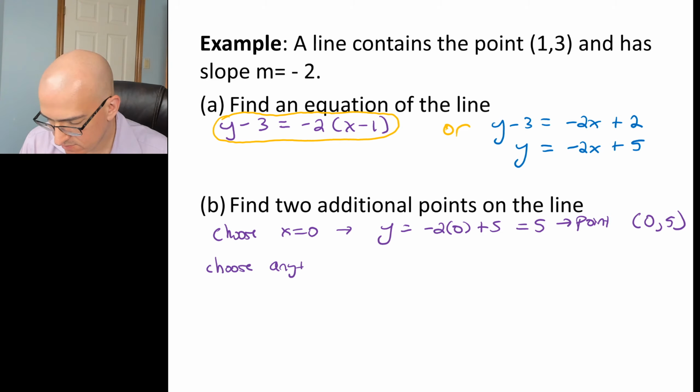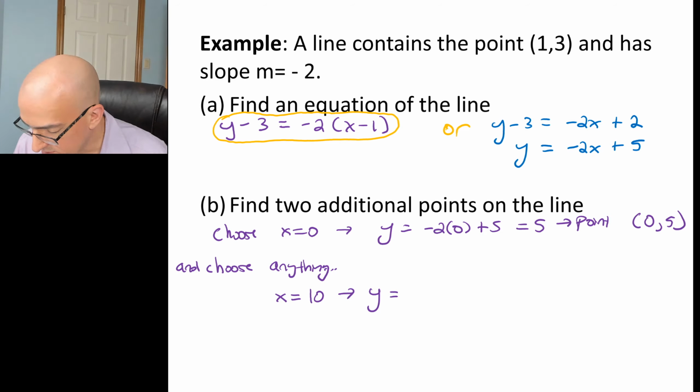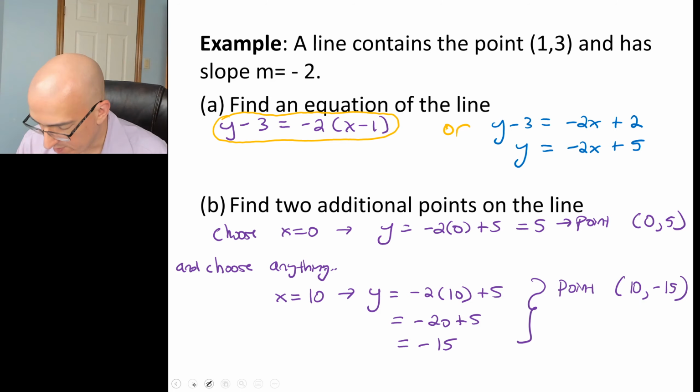And now I'll pick 10. Choose anything. x equals 10. And you could have chosen anything instead of 0, negative 3, 8. Don't pick 1 because you don't want to have the same point. y is equal to negative 2 times 10 plus 5. So negative 20 plus 5, negative 15. So that means the point is 10, negative 15. So those are two additional points on the line.